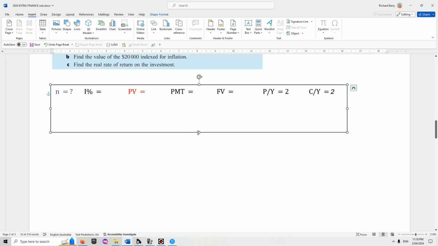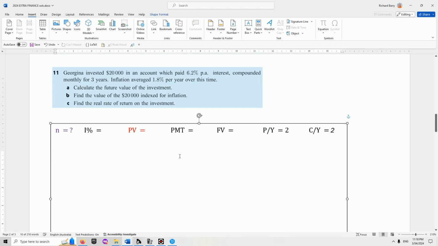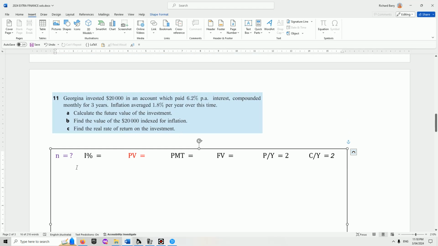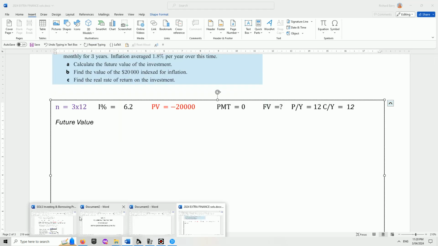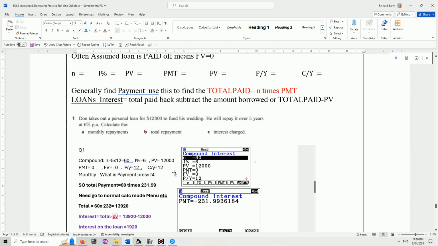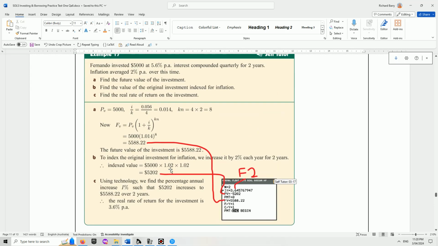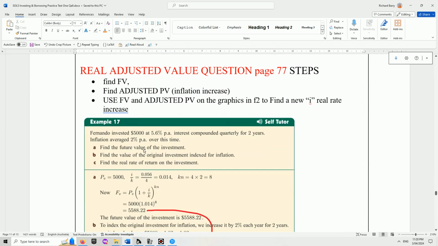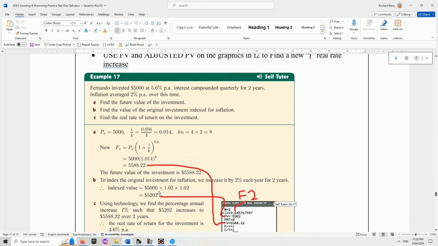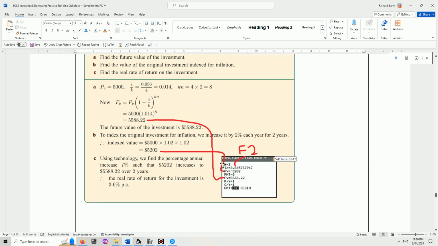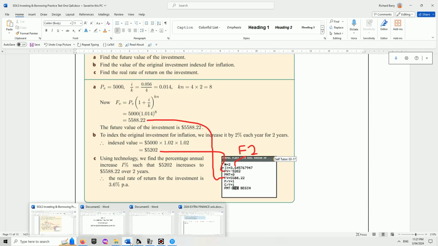Inflation style questions have a real rate of return. Initially, we need to work out the future value. Let me highlight again what we're going to do. Step 1, find the future value. Step 2, you do the inflation section. We're going to times by the inflation rate several times, and then you go backwards on the calculator. Do these pieces.